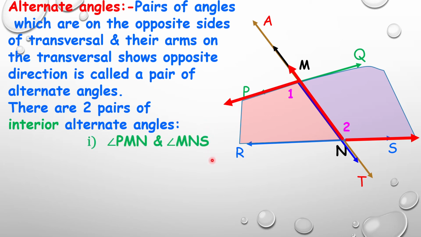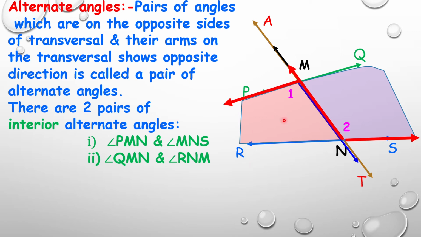So first pair of interior angle is angle PMN and angle MNS. In angle PMN, arms on the transversal is MN, which shows downward direction, and in MNS, arm on the transversal is NM, which is in upward direction, and other arms MP and arm NS are on the opposite side of transversal.